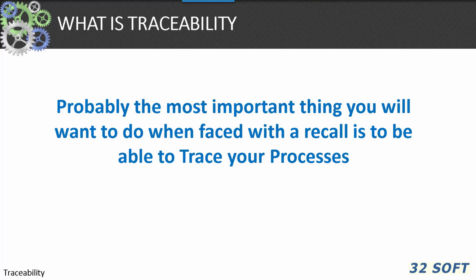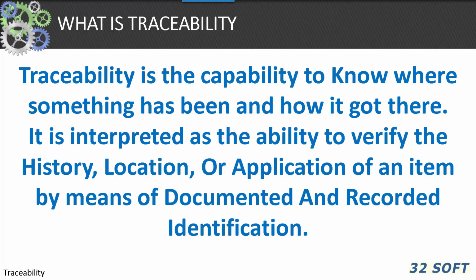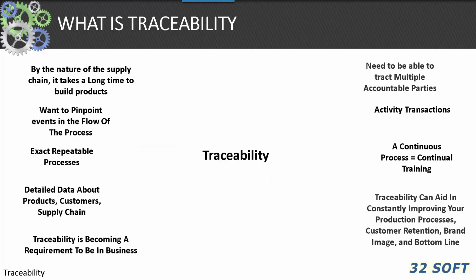So probably the most important thing that you want to do when faced with a recall is to be able to trace your processes and product. Traceability is the capability to know where something has been and how it got there. It's interpreted as the ability to verify history, location, or application of an item by means of documented and recorded identification.